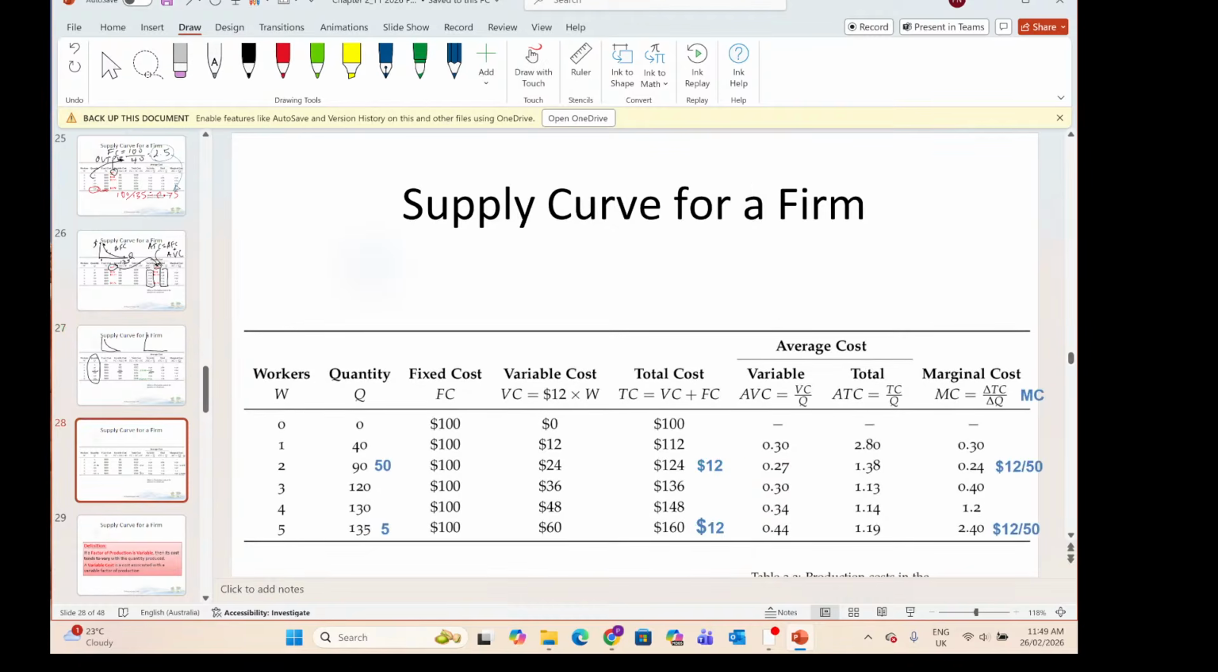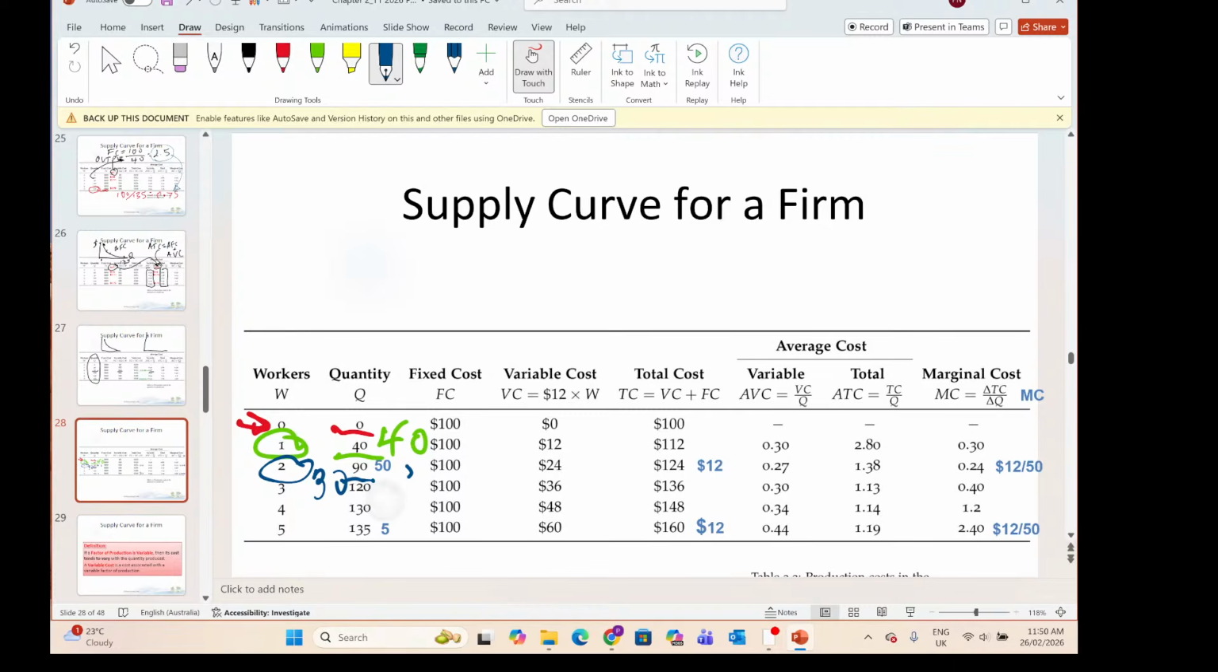Well, think about this. When we had no workers, we had no output. But then when we got one worker, that worker turned 0 into 40. So that worker actually added 40 units to production. And then when we added worker 2, that worker has turned 40 into 90. So they've added 50 units of production. And worker 3, what does worker 3 add? Worker 3 adds 30 units of production.